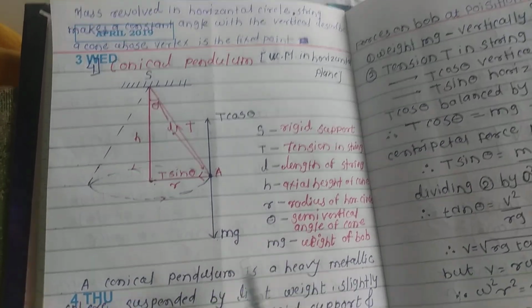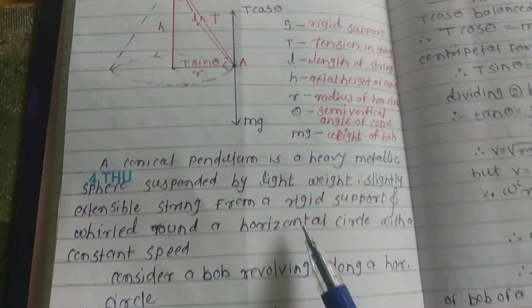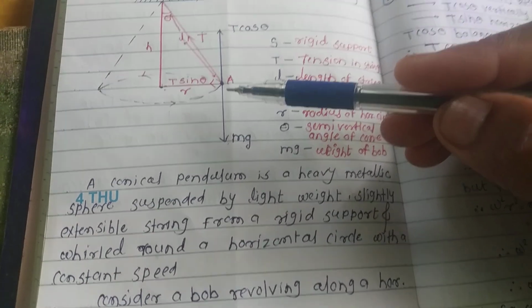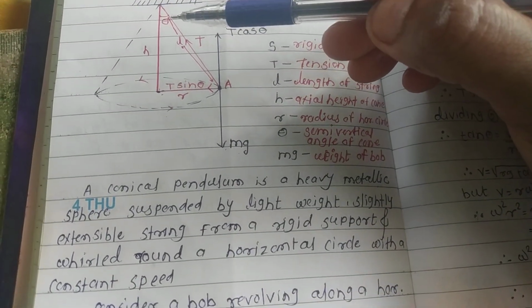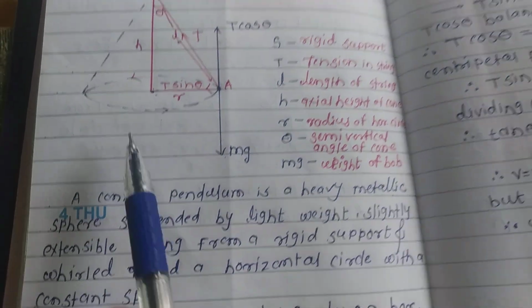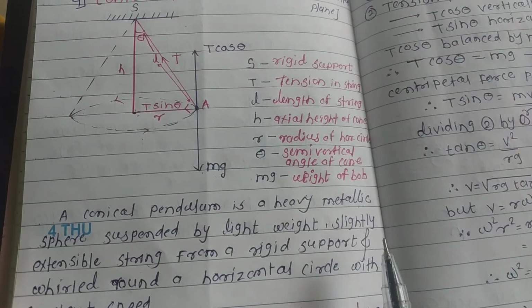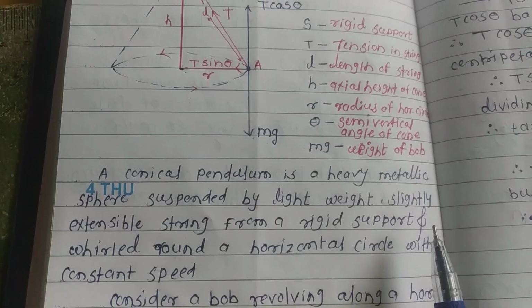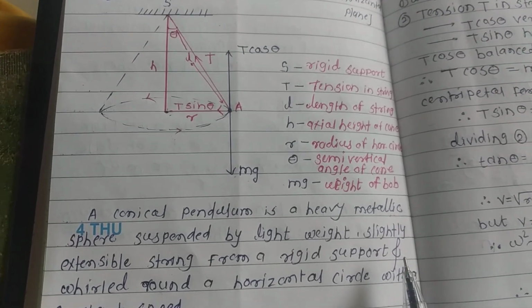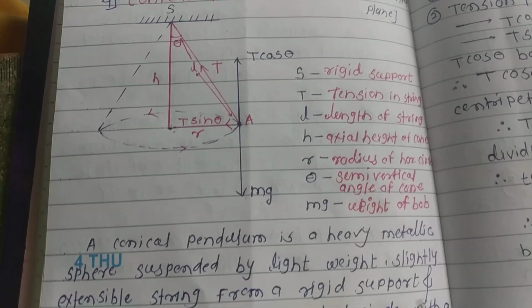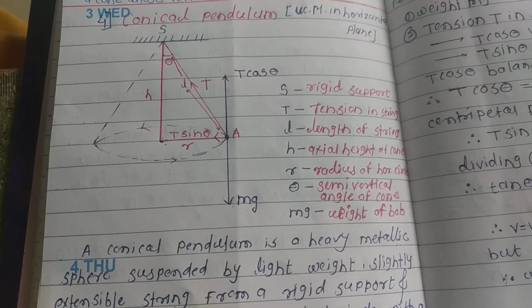If we see the definition, a very easy definition: a conical pendulum is a heavy metallic sphere suspended by a lightweight, slightly extensible string from a rigid support, wheeled around a horizontal circle with a constant speed. This is the definition of the conical pendulum. Let us move ahead. See there, consider a bob.